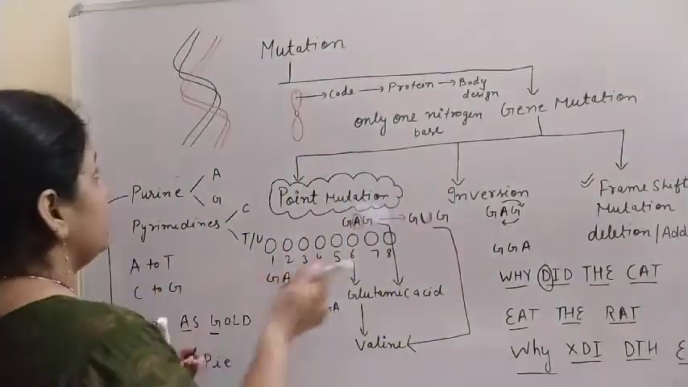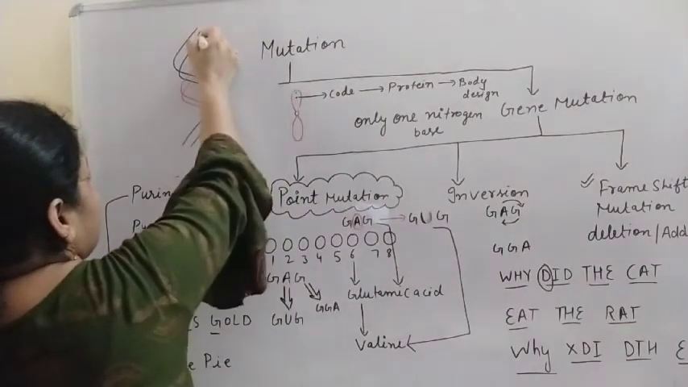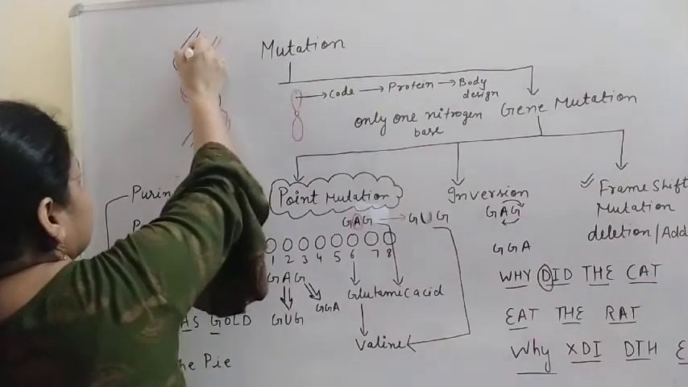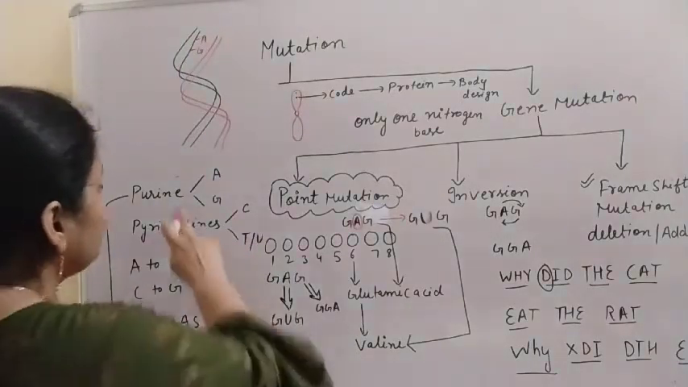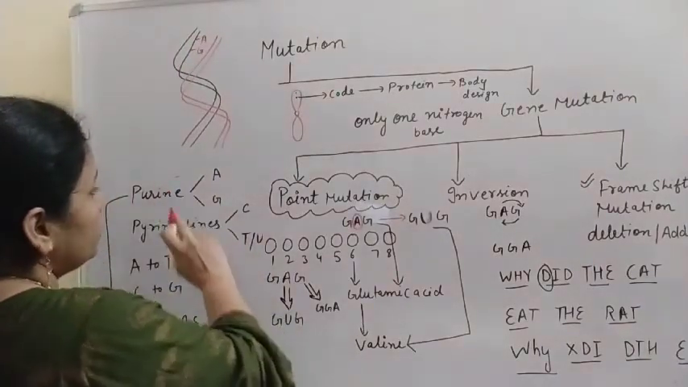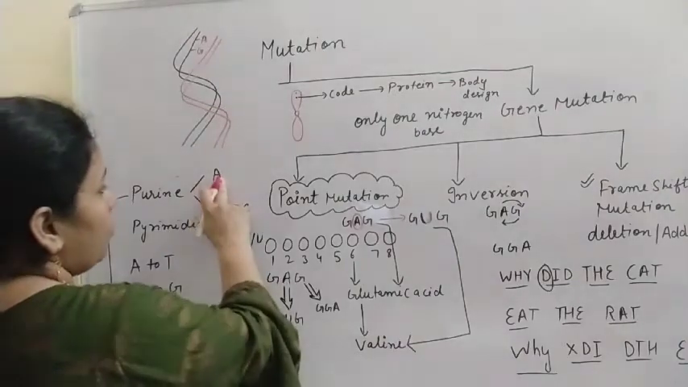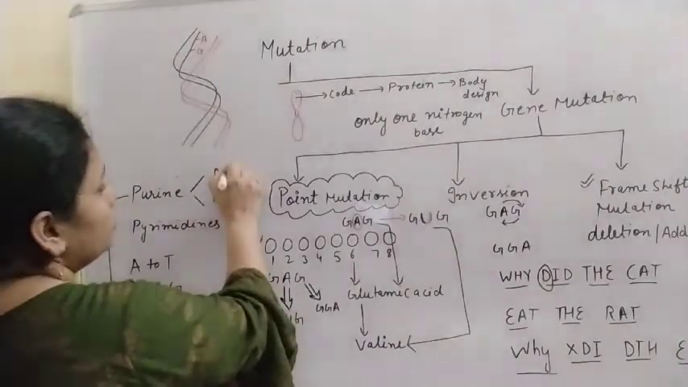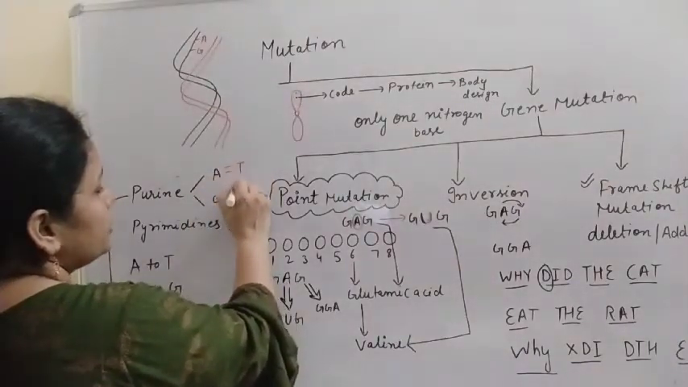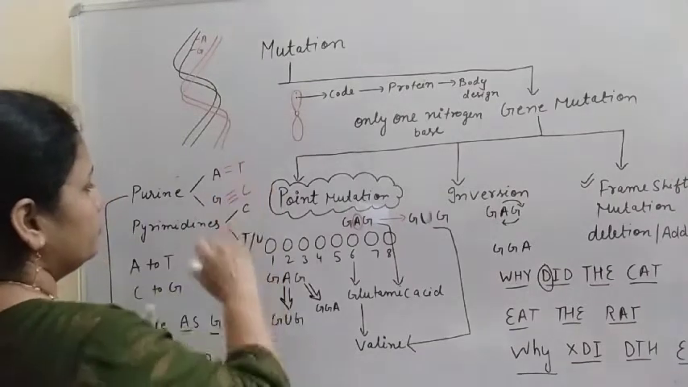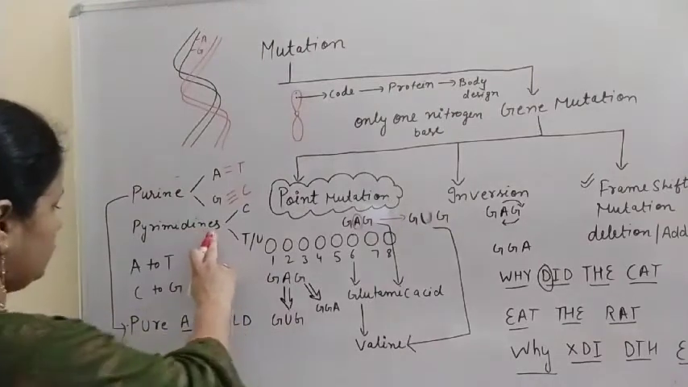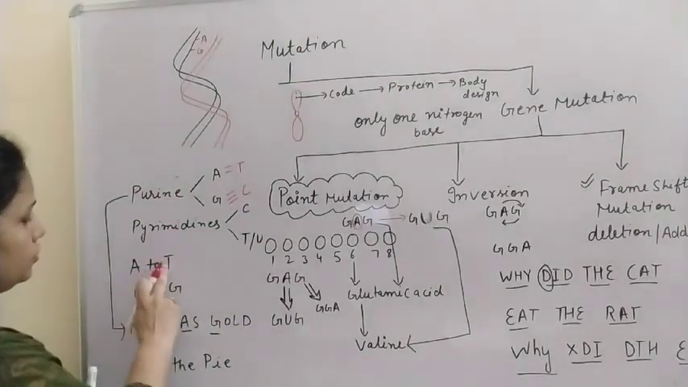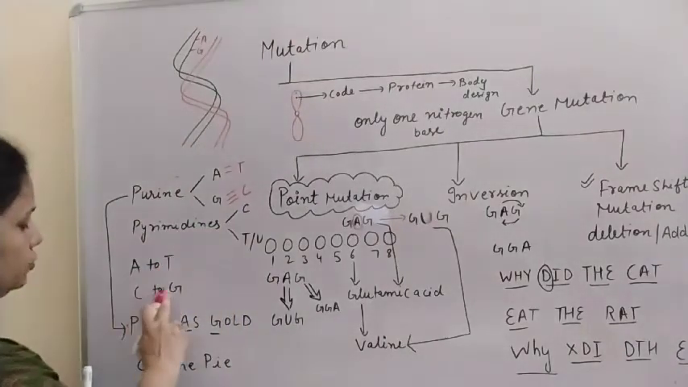So in the DNA we can write here A, G, and we have to remember this thing: purine pairs with pyrimidine. So always A combines with T and G combines with C, and this T and C both are pyrimidines. So A to T and C to G.